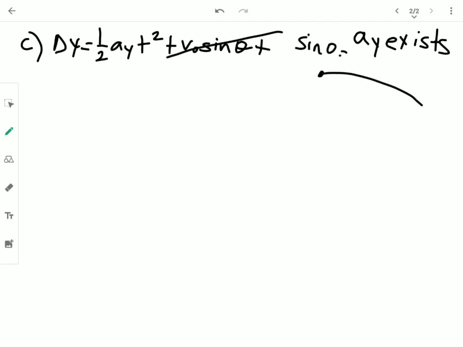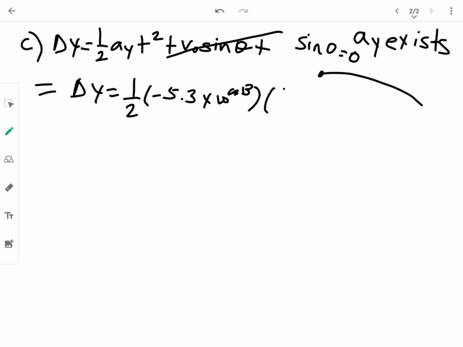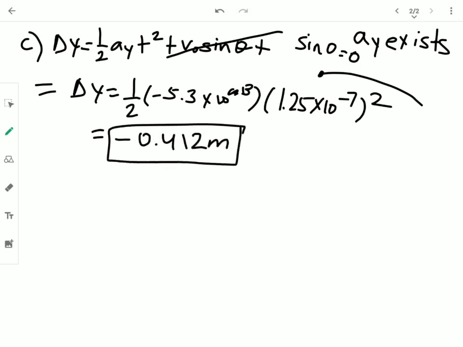So substituting, we get delta y equals half times minus 5.3 times 10 to the 13, and the time is 1.25 times 10 to the minus 7, squared. So we should get delta y to equal minus 0.412 meters. So that's the vertical displacement the electron experiences while in the electric field.